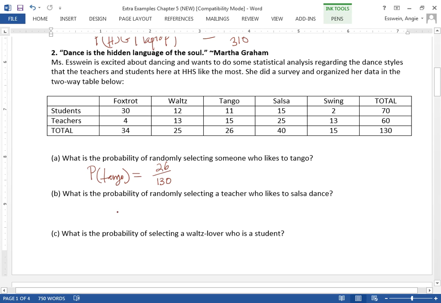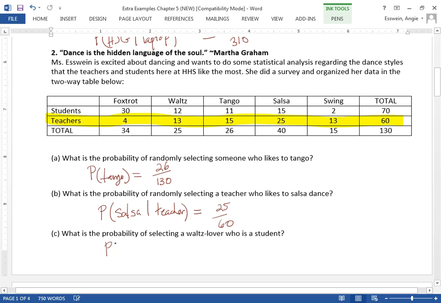Now, the probability of randomly selecting a teacher who likes to salsa dance. So that is written like this: probability that the person likes to salsa given that they're a teacher. So we get more practice here. Again, you're only looking at the teacher row, because that's the condition. You've got to be a teacher first, and then we want to know about salsa. So that is, what is it? 25 over 60. Yeah.